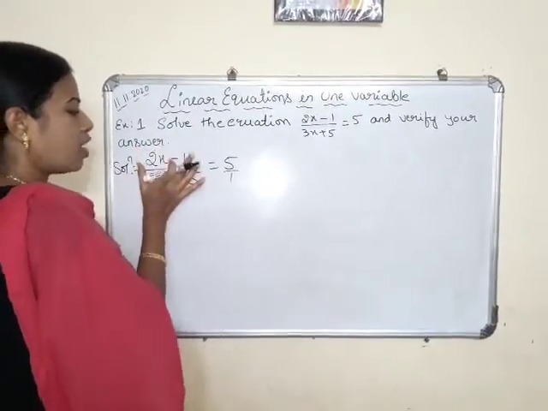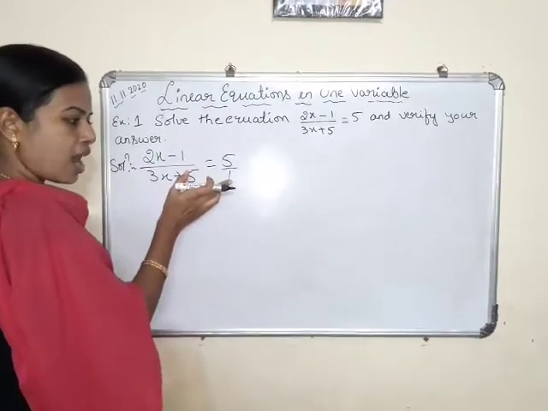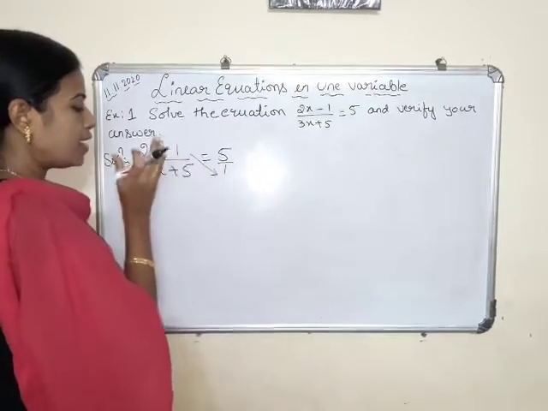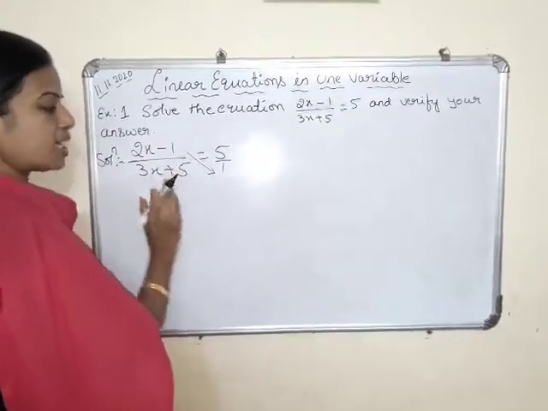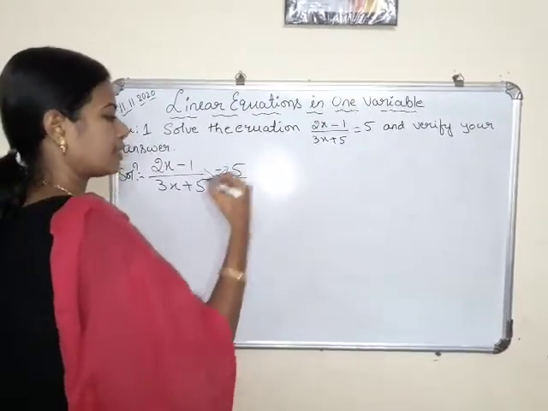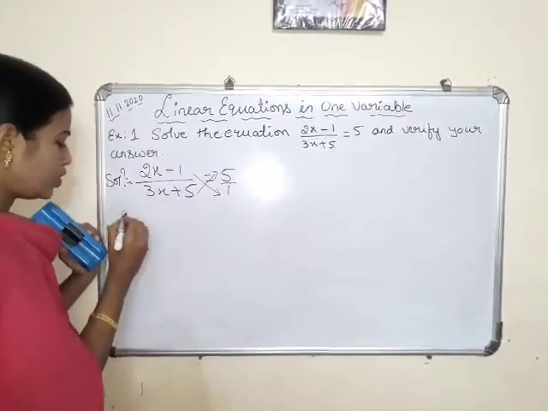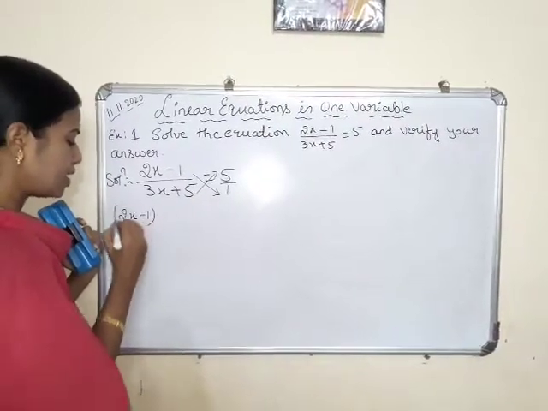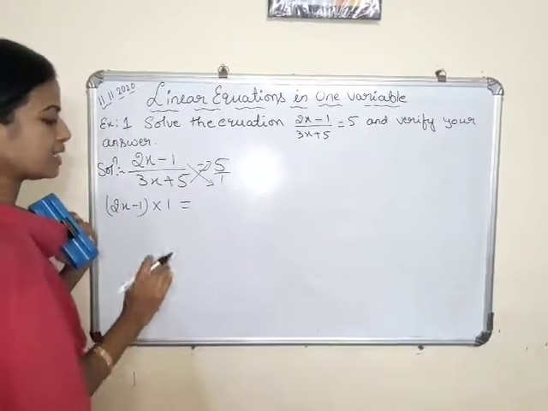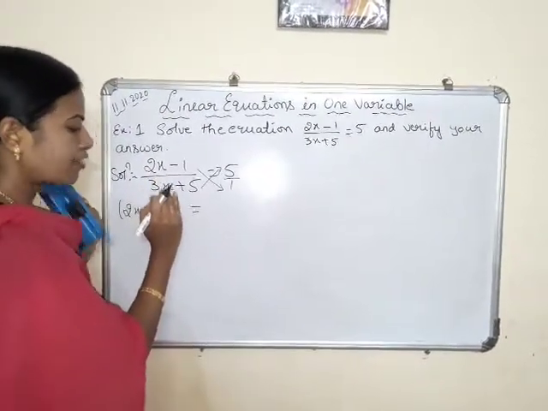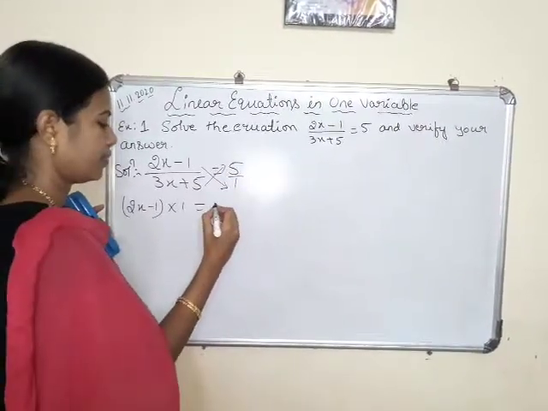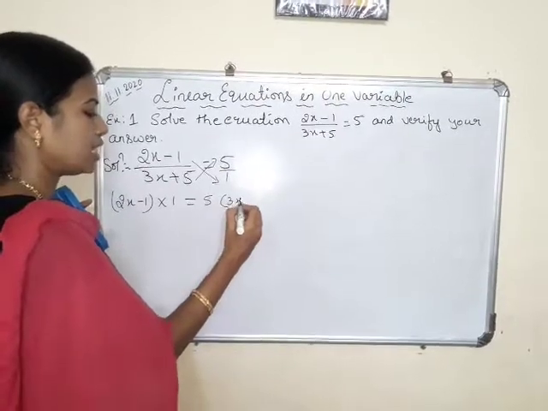The LHS numerator is multiplied with the RHS denominator. Nothing but cross multiply. And the LHS denominator is multiplied with the RHS numerator. Like this: first write down 2x minus 1 multiplied with 1, is equal to, the equal sign as it is. Next, the denominator of the LHS multiplied with the numerator of the RHS: 5 into 3x plus 5.